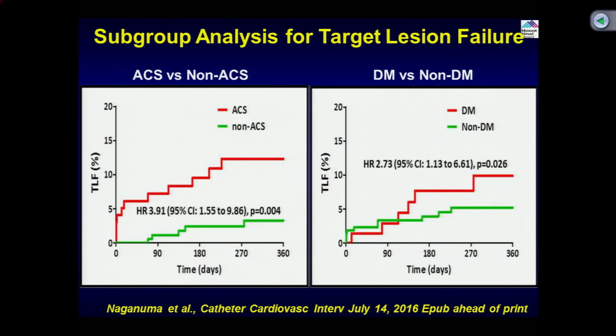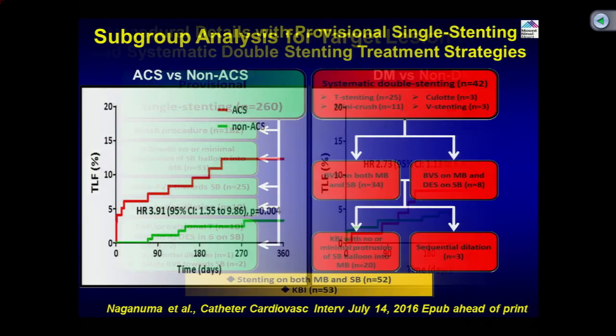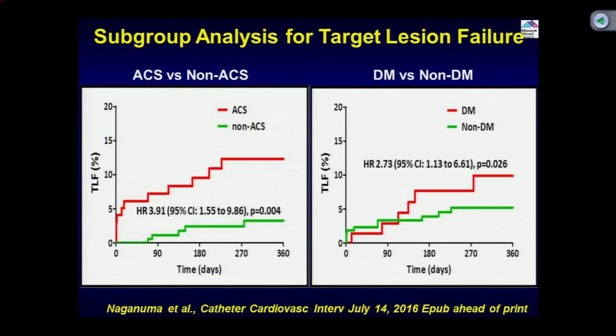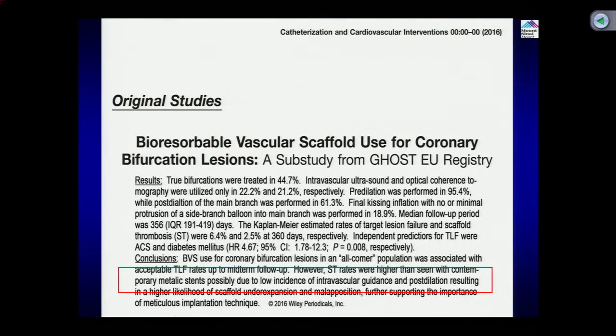And of course, when you have ACS or diabetes, they have a higher event rate with the stent strategy in the main vessel. Now, as you see, in many of these bifurcation cases in routine practice, it is the BVS in the main vessel and the side branch is the DES, and this is a very important point, which is going to carry a message throughout: in many cases you may require 2 stents, but the main vessel will be the BVS and the side branch will be the metal DES.